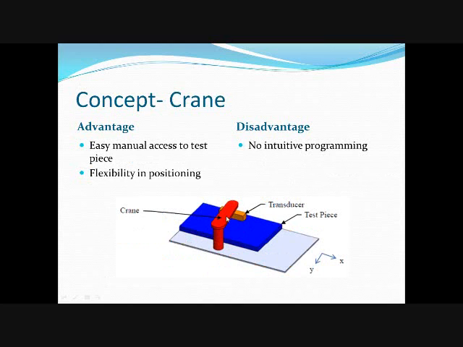The crane, which was similar to any crane that you see on a building, was just an overhead system which carries either one or two transducers, and then it moves around the test piece. One advantage to the system was that an operator facing from the far side would have easy access to the test piece in case any work needed to be done on it.